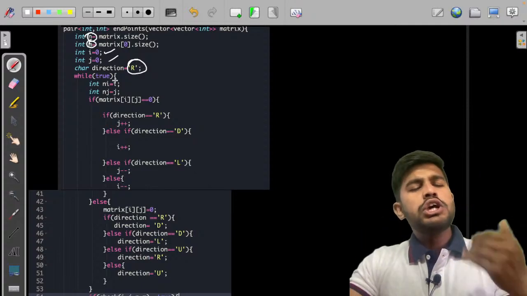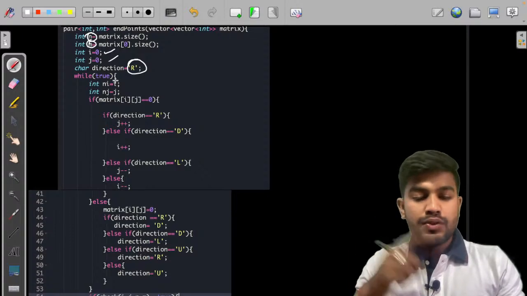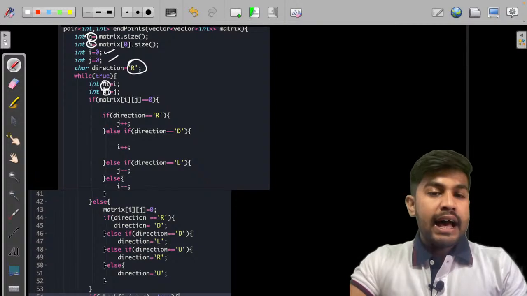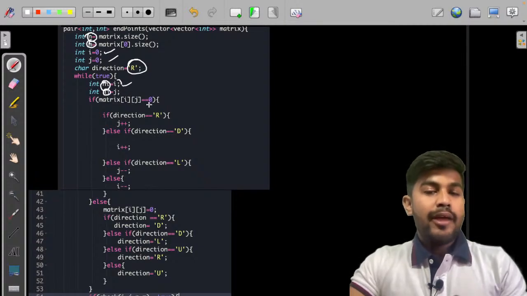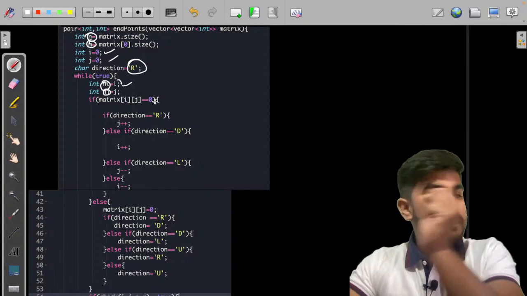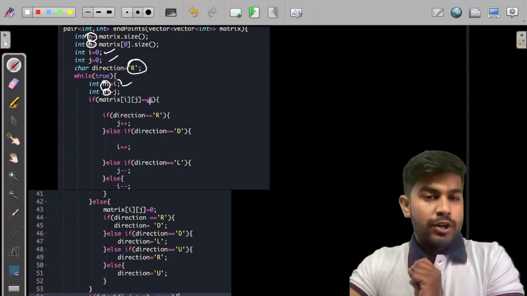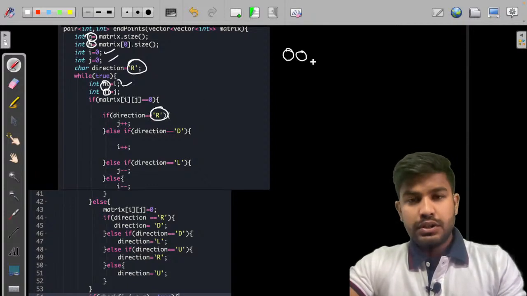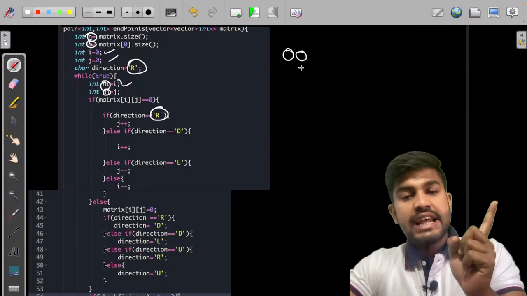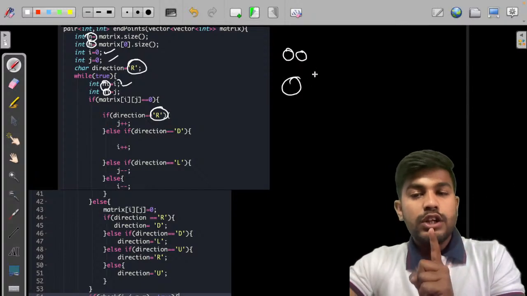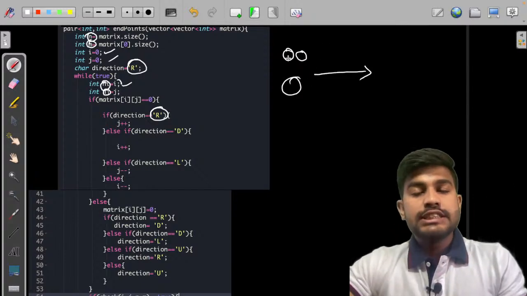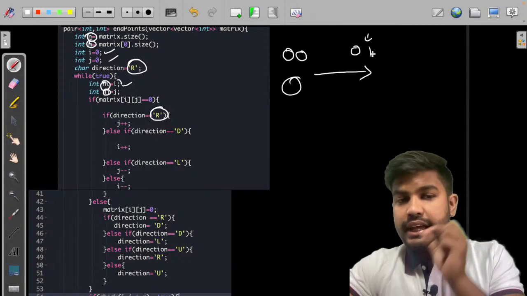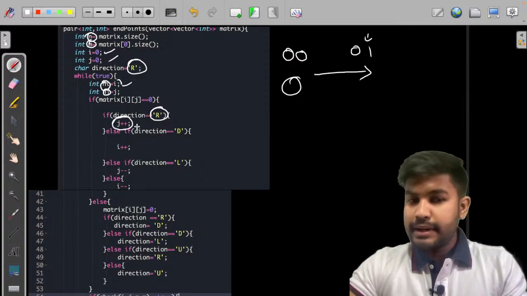Now we would keep moving forward as long as we are within the boundary. The current cell is at i and j. If the current value is 0, then we need to keep moving forward. So if the direction is r, suppose this is 0 0, and the previous direction is r and currently the value is 0, so we need to move on this side. So this is 0 0, this is 0 1. That means that j is incremented. That is why j is incremented here.